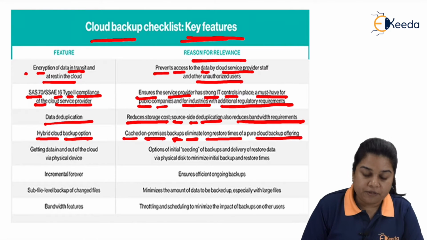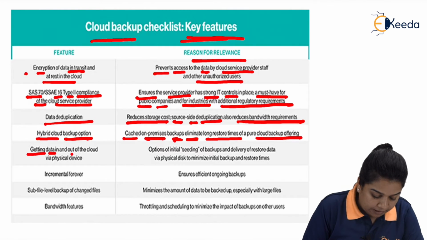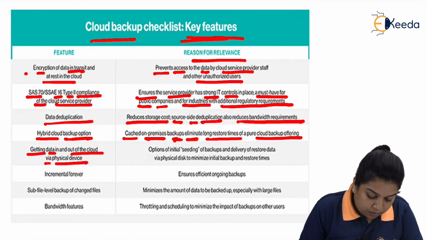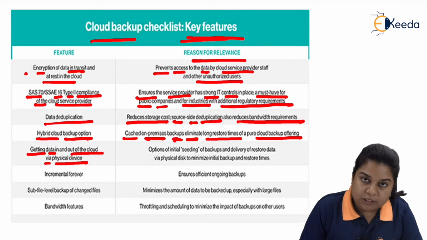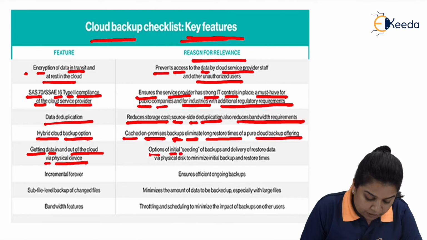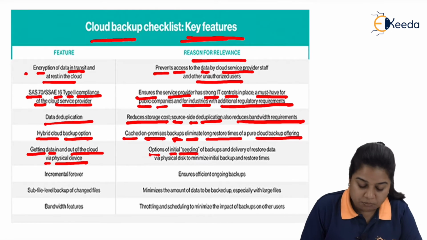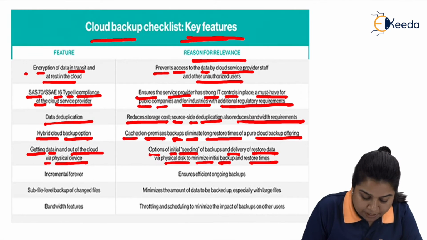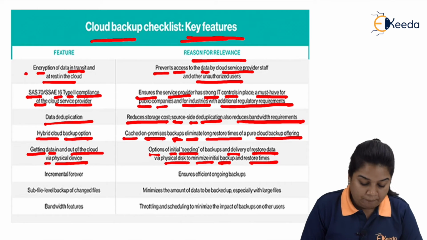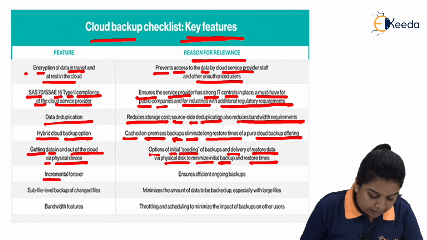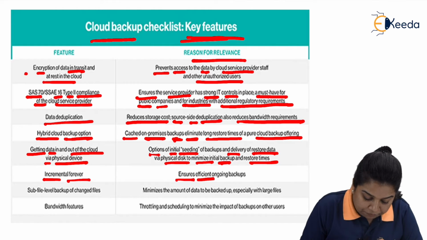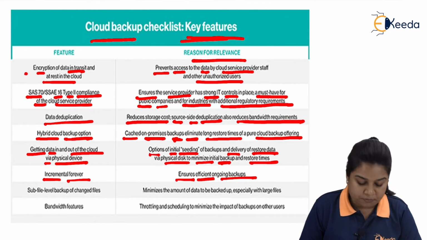Then another feature here is getting data in and out of the cloud via physical device. Now, the relevance here for this feature is options of initial seeding of backups and delivery of restore data via physical disk to minimize initial backup and restore times. Another feature here is incremental forever, which ensures efficient ongoing backups.